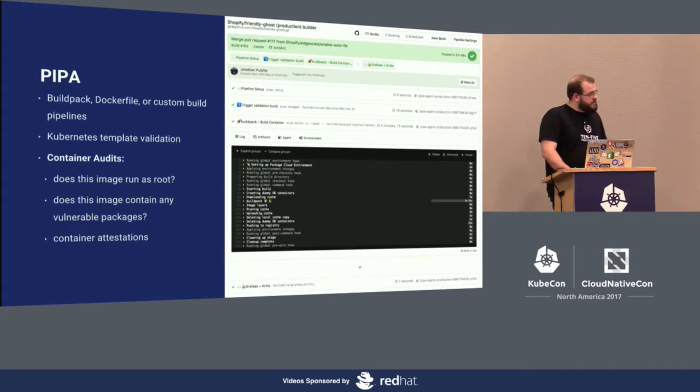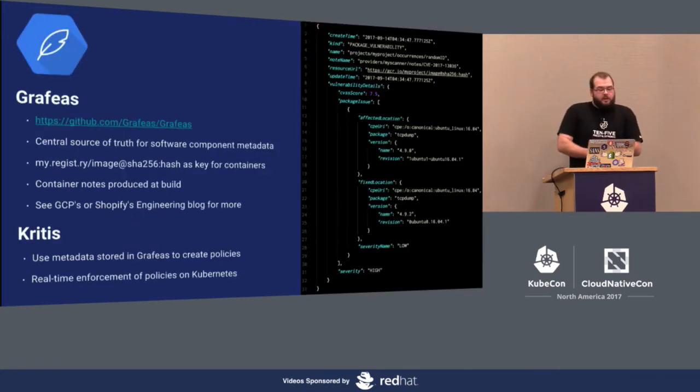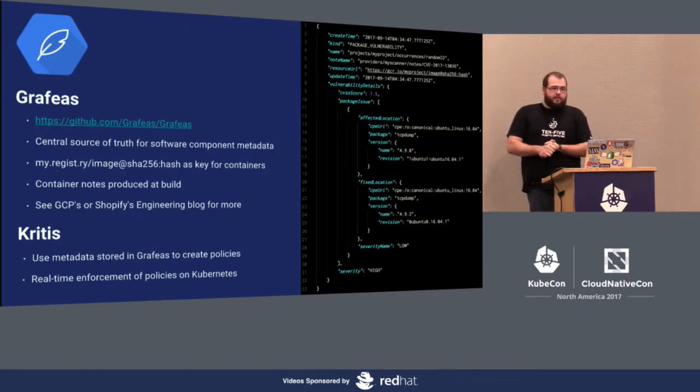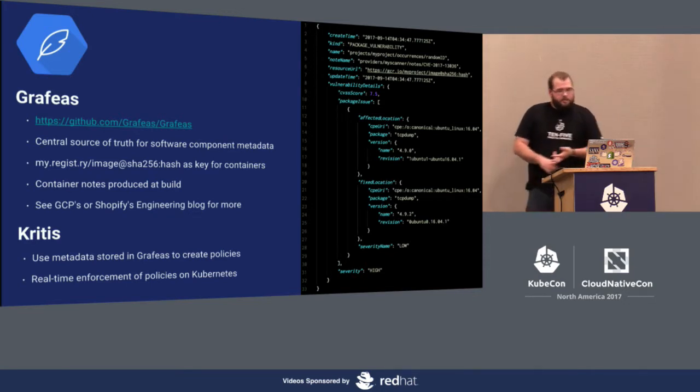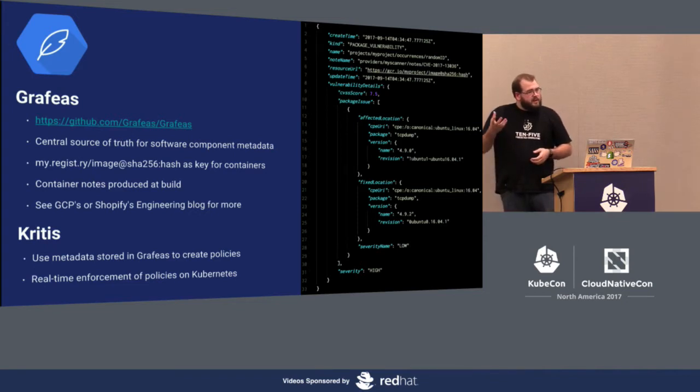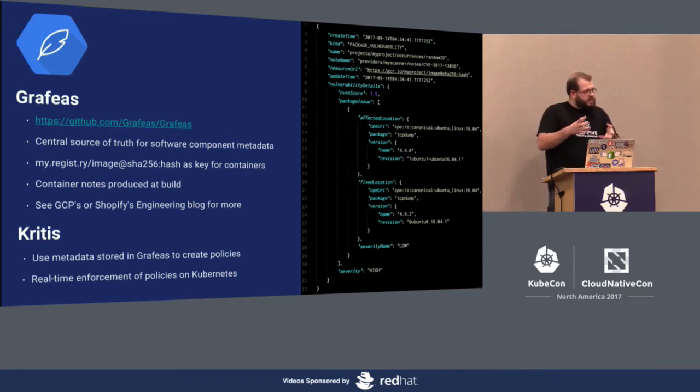So what are container attestations? What does this mean? I want to talk about Grafeas and Kritis. If you've seen the sessions that have been going on, there's been a couple on Grafeas. Grafeas and Kritis has been a large focus for the cloud security team for the last little while. Grafeas is a software component metadata API that allows us to store metadata about a given software package. You can have a deb, an RPM, these sorts of things. But isn't a container just an image that we could also have metadata for?